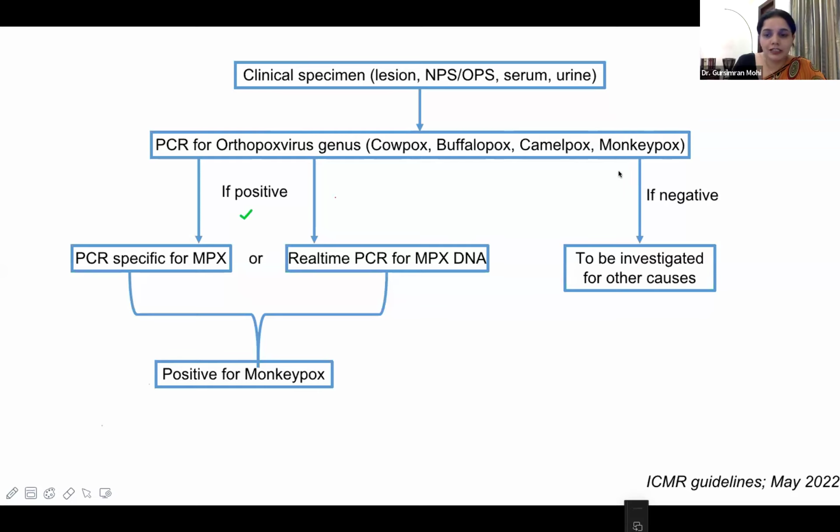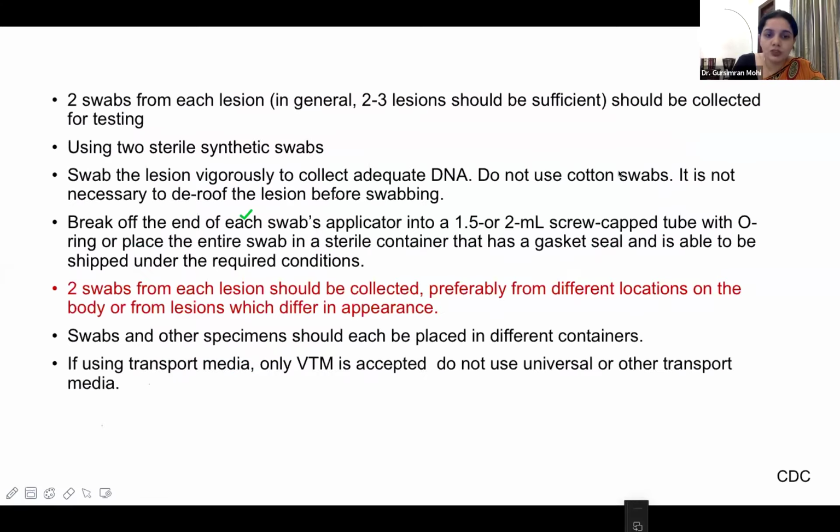So this is by the ICMR. First of all, the PCR for the orthopox virus is done. If it is positive, then do the PCR for the mpox. And two samples should be taken from different locations.